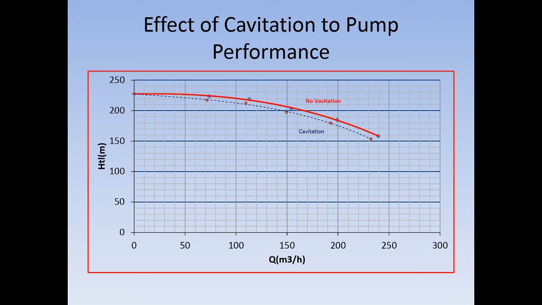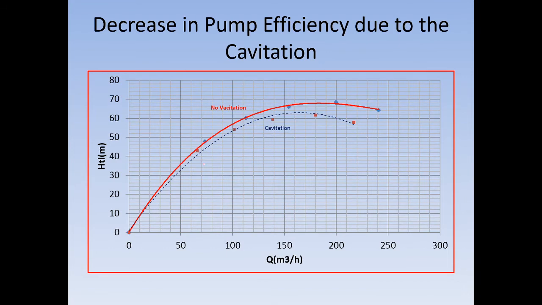In the pump performance curve, like say with the red colors, during the cavitation, the head generated by the pump is reduced almost 3% at the beginning stage, and then above that 3% it falls sharply. And then it also decreases the pump efficiency. This is the dotted line. After cavitation occurs, the pump efficiency also decreases.